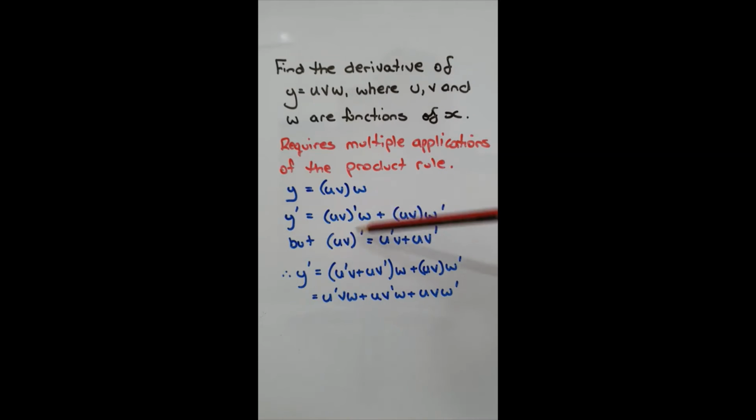But (uv) dash, so the derivative of this product, u times v, is equal to u dash v plus uv dash. So this is the second application of the product rule. Now putting it all together, we have y dash is equal to (u dash v plus uv dash) w plus uv w dash. Expanding the brackets, we have y dash is equal to u dash vw plus uv dash w plus uv w dash.